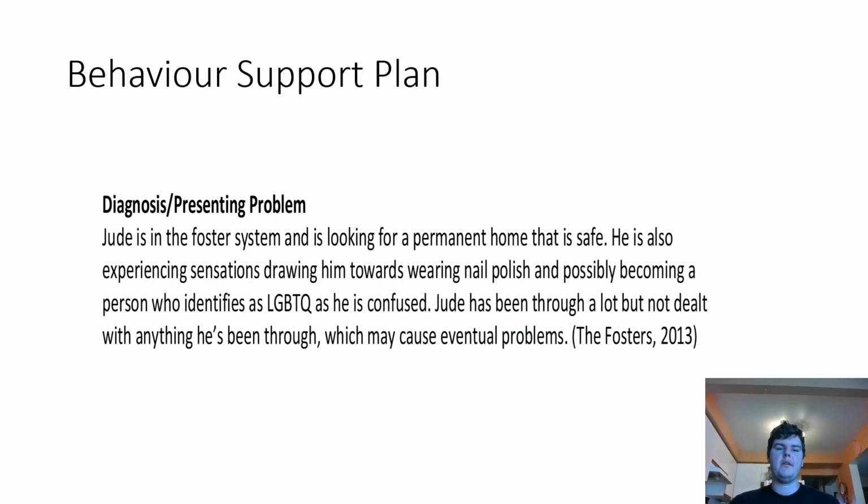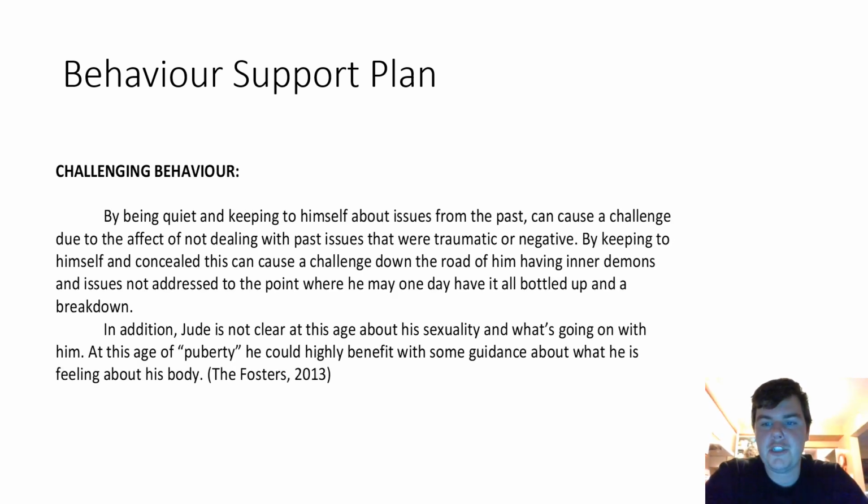Behavior support plan. The presenting problem: Jude is looking for a permanent home that is safe. He does eventually find that. He's getting sensations drawing him towards being gay in the LGBTQ community. I think the major problem with Jude is he doesn't open up and talk about his issues, and I think that's going to lead to some problems down the line. So I think it can be more challenging for Jude or not, depending on the amount of guidance he has with his body and being able to openly talk about that.